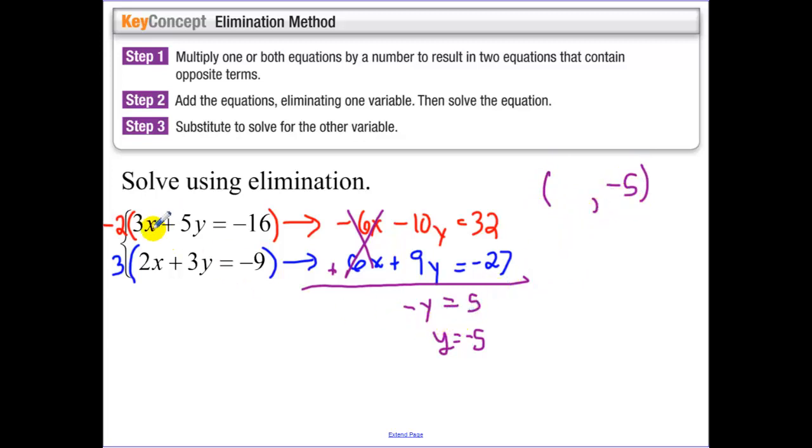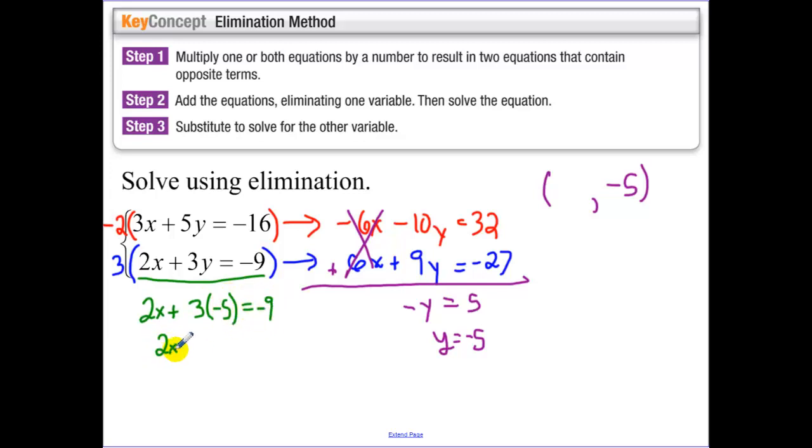Now you need to pick one of your two original equations, not one of the ones that you multiplied by, because those are bigger coefficients to work with. And you're going to plug in negative 5 for y in one of the equations. So I'm going to choose the bottom one, just because those are a little bit smaller numbers. So I have 2x plus 3 times a negative 5 is going to equal a negative 9.